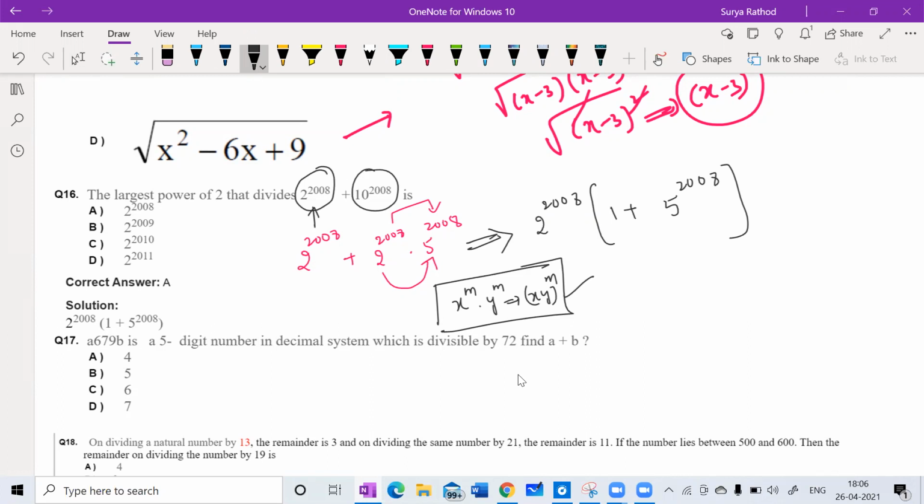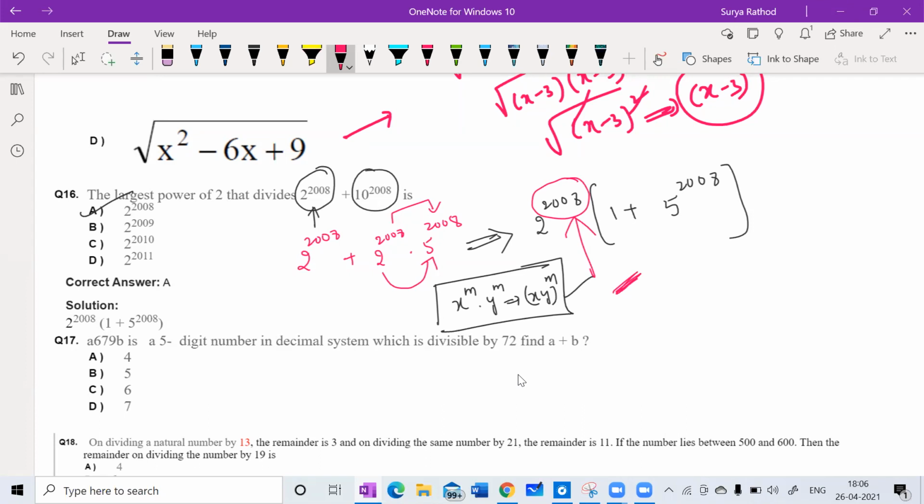So what he is asking is the largest power of 2 that divides this. Tell me the answer. Look at it. What is the largest power of 2 here? It is 2 power 2008. So that is the answer. All right. Are you getting my point? Yes, sir. Very good.